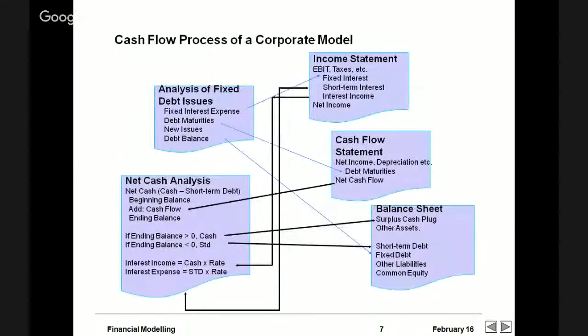Going forward, the cash flow process of a corporate model. This is quite interesting for all of us to understand. Why? Because I would not like to start directly on the balance sheet, but I would like to start with something called the income statement and your cash flow statement. Where do the income statement and cash flow statement start generating from? It starts from the fixed debt issues. What is your fixed interest expense, your debt maturity, new issues, and your debt balance? What are all these components? Let us look at each one of them in detail.